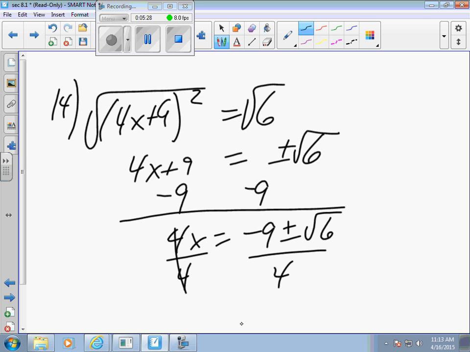Now, as you find out in class, anytime your answer has a radical or an i in it, I'm going to leave it without splitting it into the two answers. If it doesn't have a radical or an i in it, I'm going to split them into the two answers. So this one has a radical, so I'm going to leave it as this is my answer.